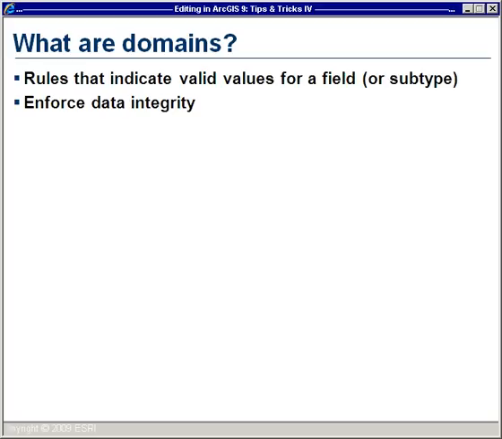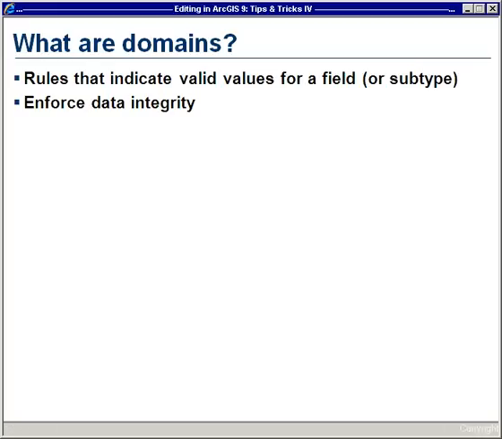So the first question you may have in your mind is, what is a domain? Why do I want to use it? What does it do for me? Now, domains within the geodatabase are a mechanism to indicate what valid values a user may input for a field or for fields within a subtype. So essentially what domains are used for is to enforce data integrity.